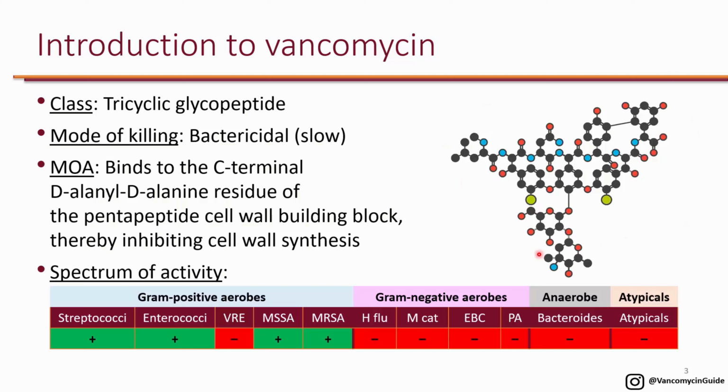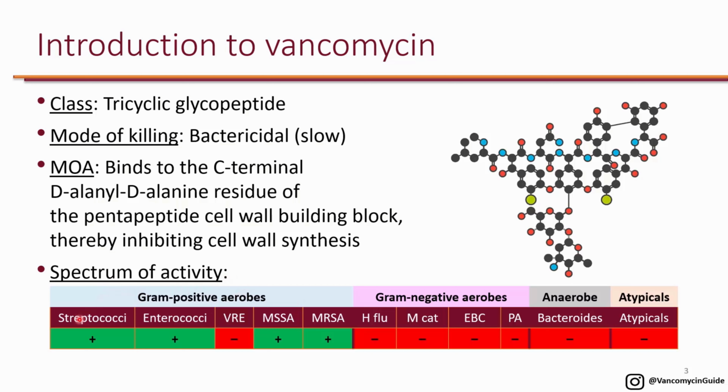Vancomycin is a giant molecule. It is a tricyclic glycopeptide. It binds to the D-allo residue of the pentapeptide cell wall building block and therefore inhibits cell wall synthesis, resulting in bactericidal activity that's relatively slow when you compare it to beta-lactams. For the most part, the activity of vancomycin is against gram-positive organisms.